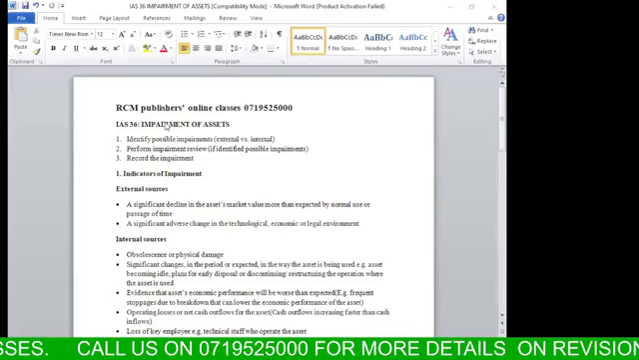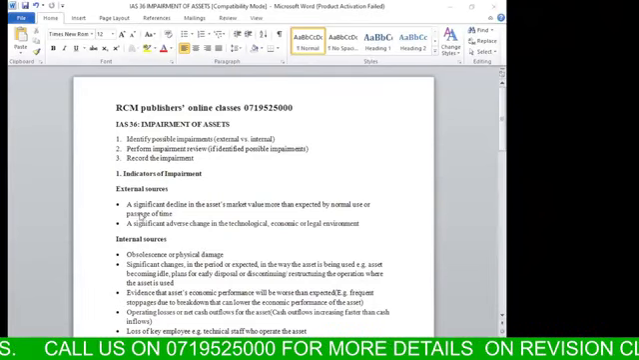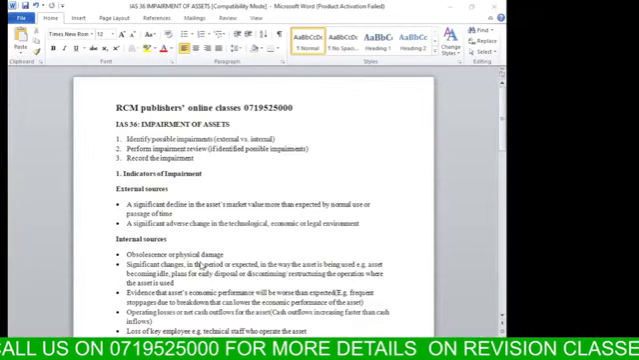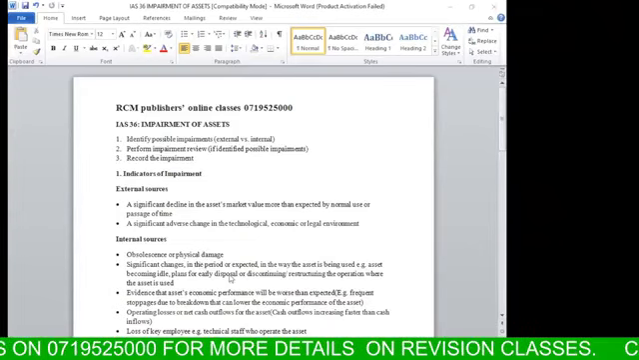Now, internal sources. Number 1, obsolescence or physical what here? Damage. Right? So an asset has been physically damaged. We have number 2, significant changes in the period or expected in the way the asset is being used, e.g.